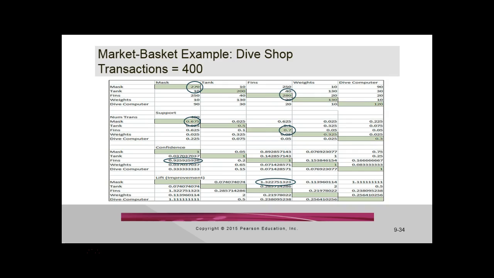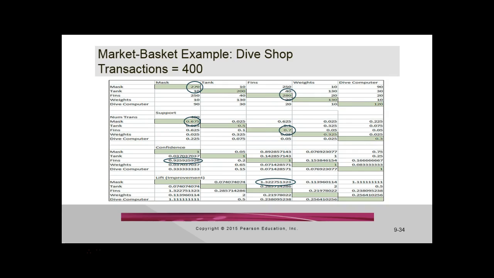Would it be like weights and tank? Where weights? Okay. Well, actually, no. What is that? 2, right? So that is pretty high, right? Because any lift over 1 is a positive ratio, right? Any lift under 1 is a negative ratio. Remember, because we're saying the conditional probability divided by the base probability.